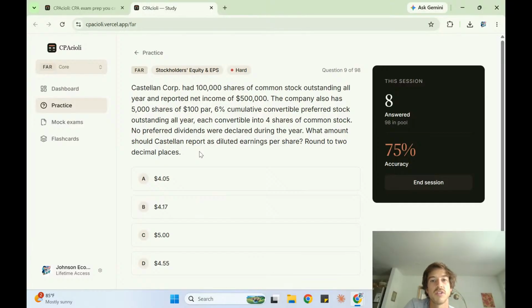Stelling Corp, 100,000 shares of common stock outstanding. Oh, this is hard. It's diluted earnings per share. Okay.